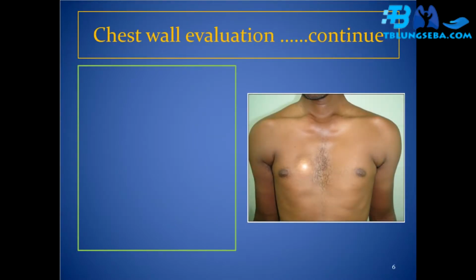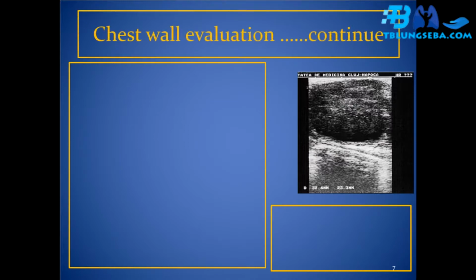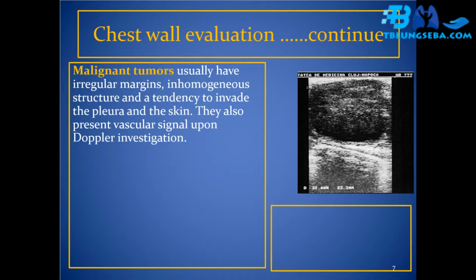Chest wall evaluation continued. The tentative statement about the malignant or benign nature of a lesion constitutes an important reason to perform an ultrasound investigation of the chest wall. Malignant tumors usually have irregular margins, inhomogeneous structure and a tendency to invade the pleura and the skin. They also present a vascular signal upon Doppler investigation.